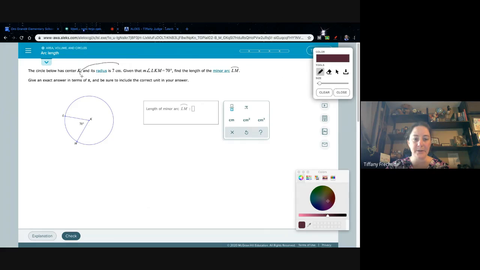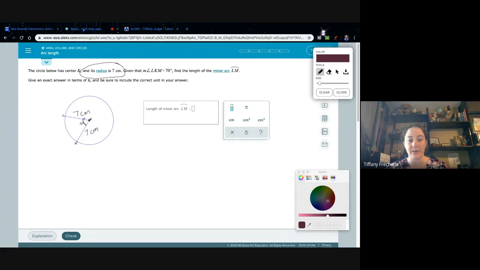So let's go ahead and mark what they've given us. They tell us we have a radius of 7. And remember, radius means it goes from the center. And they tell us the center is K. Goes from the center to the side. So this is 7 centimeters. And this also goes from center to side. This is another radius. So we have 2 radii. And then they also give us that LKM, so angle LKM, is 70 degrees.